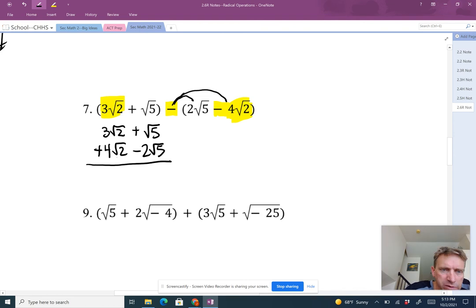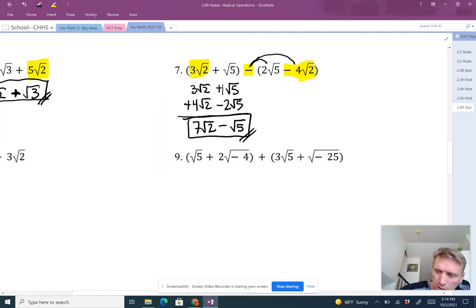And I've just lined up the like terms. 3 root of 2 plus 4 root of 2 is 7 root of 2. And plus 1 root of 5 minus 2. 1 minus 2 is negative 1, so I'm going to put negative. I'm going to choose not to write the 1 minus the square root of 5. Again, not like terms, so we'd leave our answer like this, and that would be our final answer for number 7.